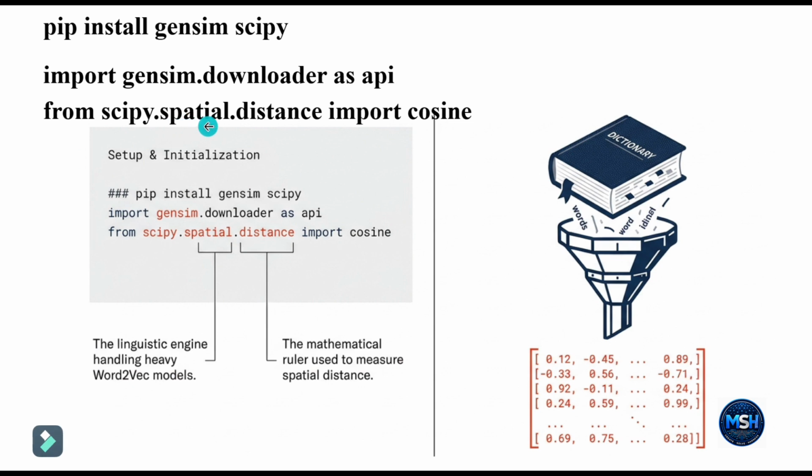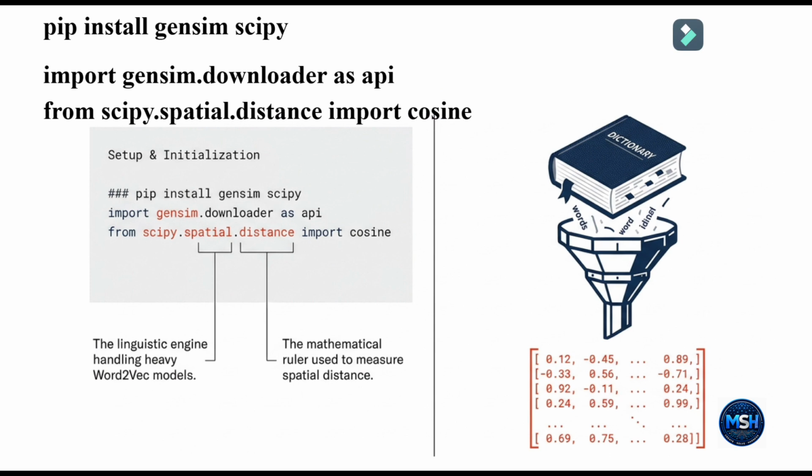Next command: from scipy.spatial.distance import cosine. Scipy is a Python library, and in that we have modules. The spatial module is used to measure spatial distance, and if you want to work with it, we can import cosine. Why do we need to import cosine? What is the use?